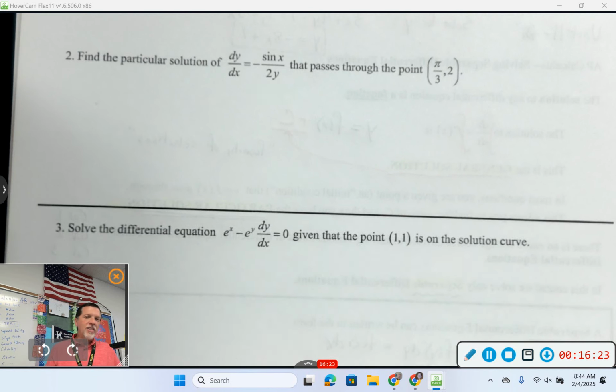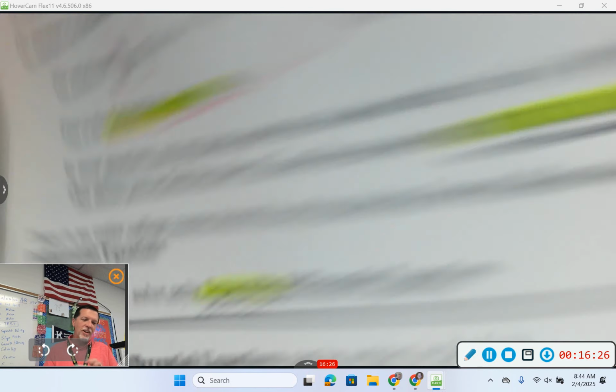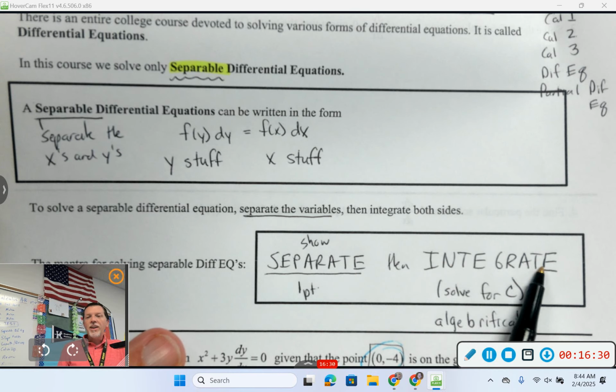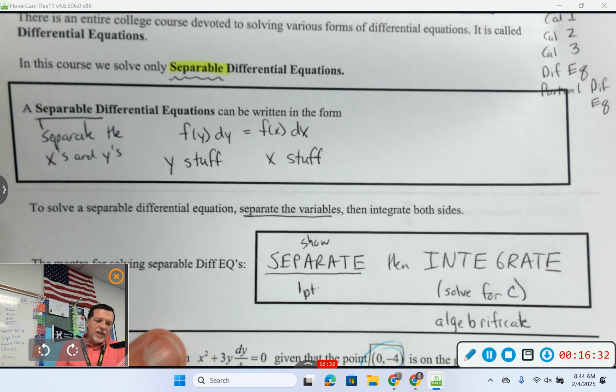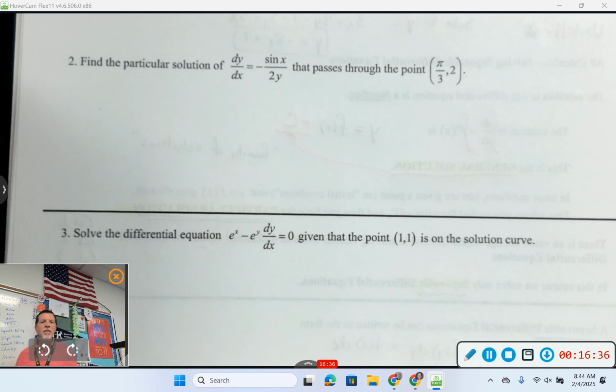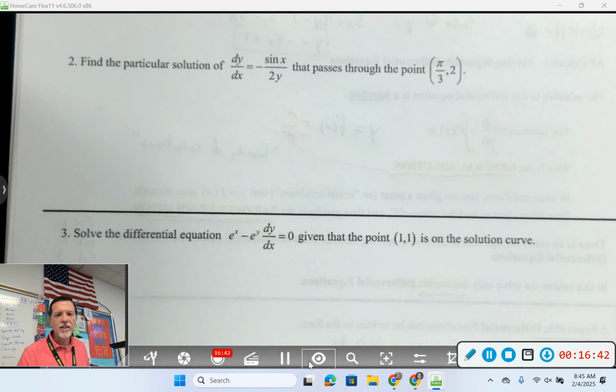And usually it's the integrate step that's calculus. Everything else is algebra. Separate, that's algebra. Integrate, that's obviously calculus. And solving for C is algebra. Number 2. Let's see. Why don't you separate? See if you can separate that, and then we'll worry about integrate.